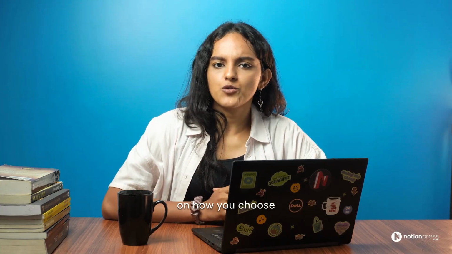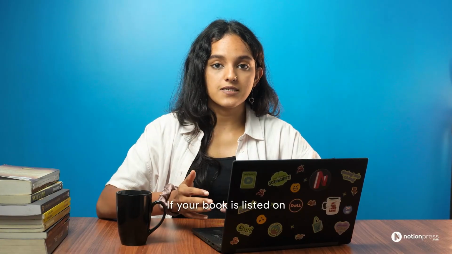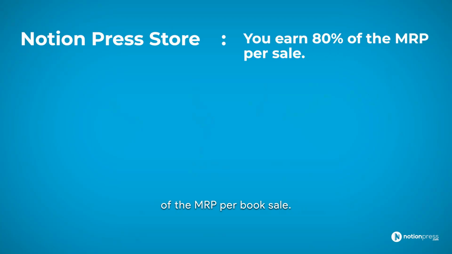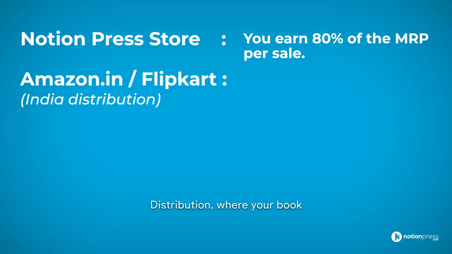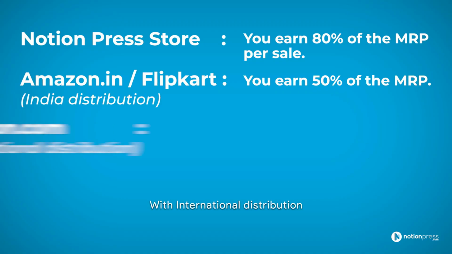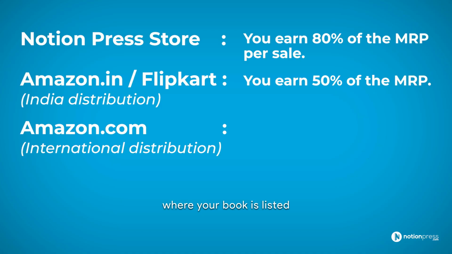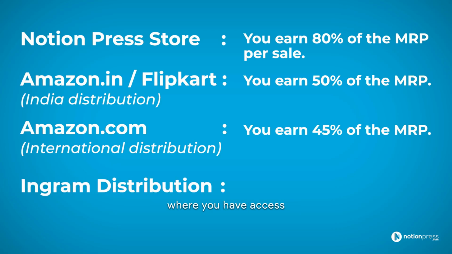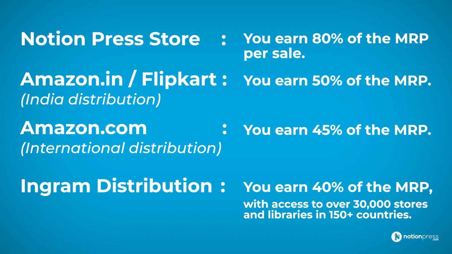Now coming to distribution costs. Distribution costs depend on how you choose to distribute your book. If your book is listed on the NotionPress store, then you will earn 80% of the MRP per book sale. If you opt for India distribution, where your book is listed on Amazon.in and Flipkart, you will earn 50% of the MRP per book sale. With international distribution, where your book is listed on Amazon.com, you will earn 45% of the MRP per book sale. And with Ingram distribution, where you have access to 30,000 plus bookstores and libraries across 150 plus countries, you will earn 40% of your MRP per book sale.